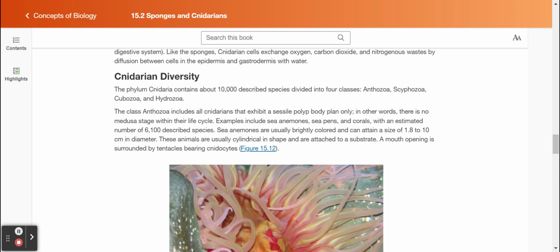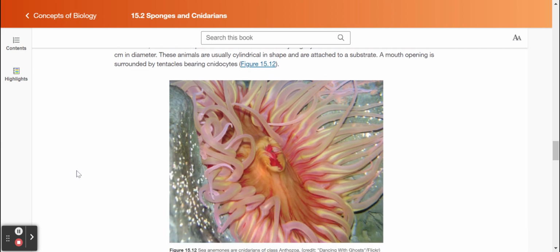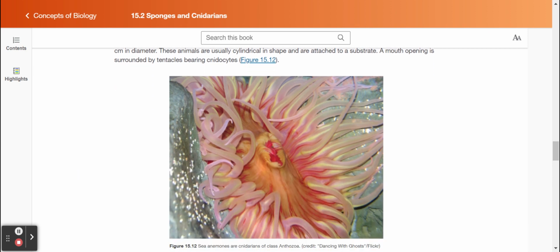Sea anemones are usually brightly colored and can attain a size of 1.8 to 10 centimeters in diameter. These animals are usually cylindrical in shape and are attached to a substrate. A mouth opening is surrounded by tentacles bearing cnidocytes. Figure 15.12. Sea anemones are cnidarians of class Anthozoa.